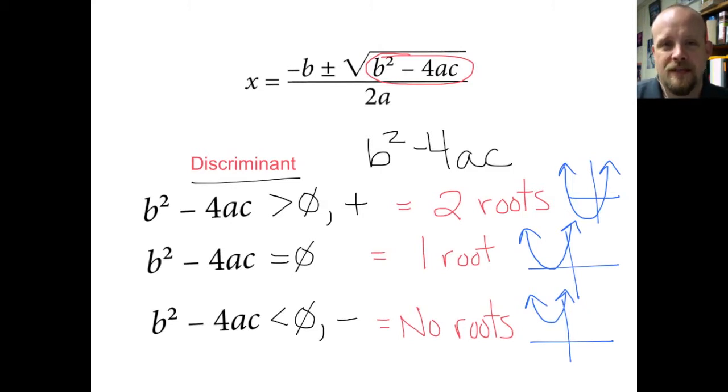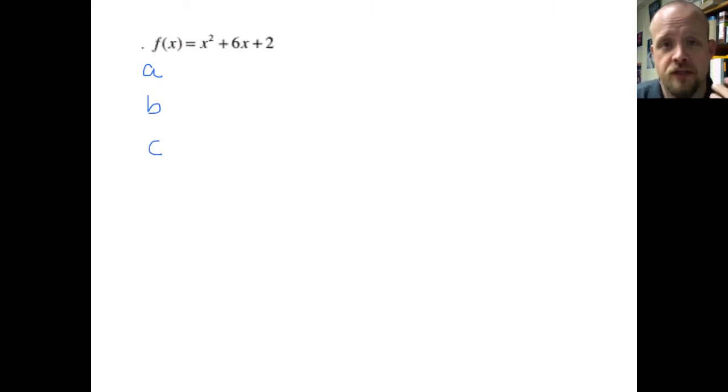So while the discriminant tells us how many roots it has, the entire quadratic formula is going to tell us exactly what those roots are. So let's use it to find the roots of that original example. Here's our original problem, x squared plus 6x plus 2. Let's find a, b, and c real quick. That is once again the 1, 6, and 2.